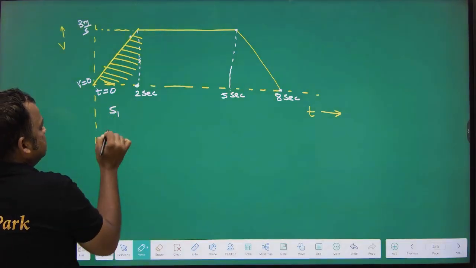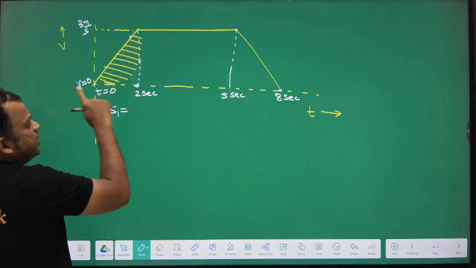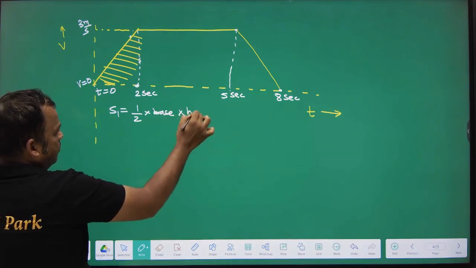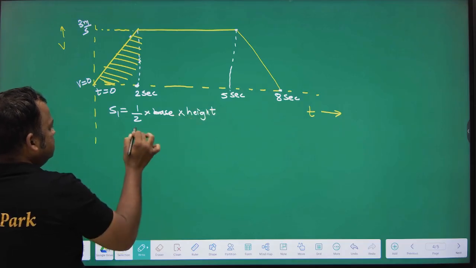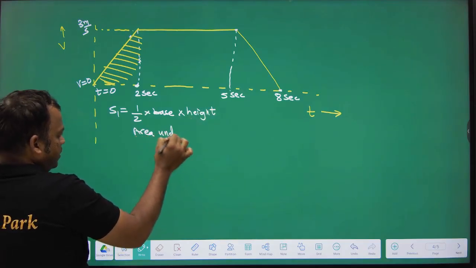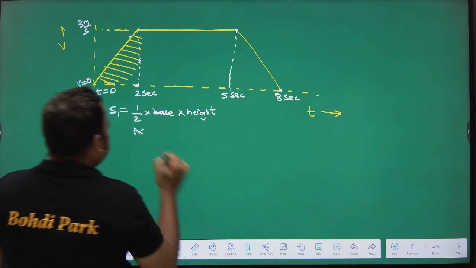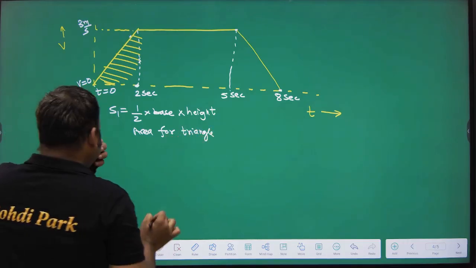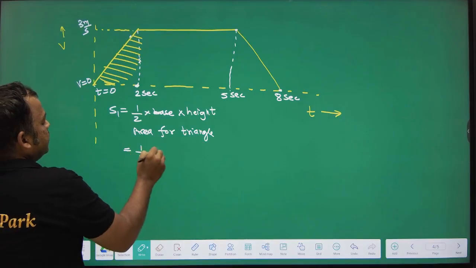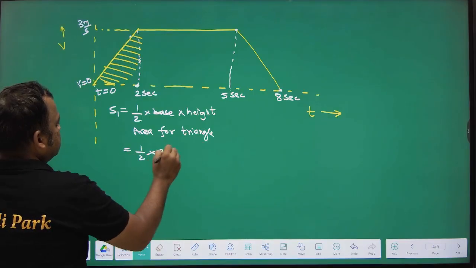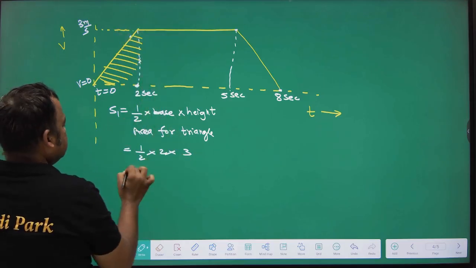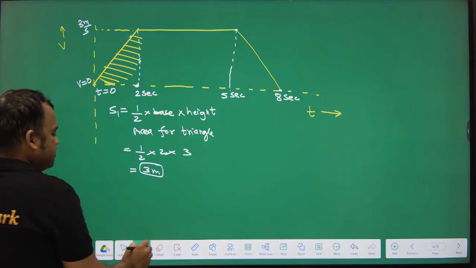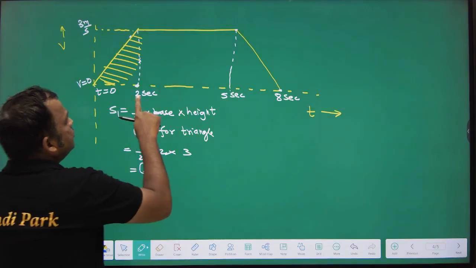So this is S1. S1 will be, now it is a triangle. So for triangle we will use half into base into height formula for area. Area for triangle will be equal to half into base into height. S1 is 3 meter.